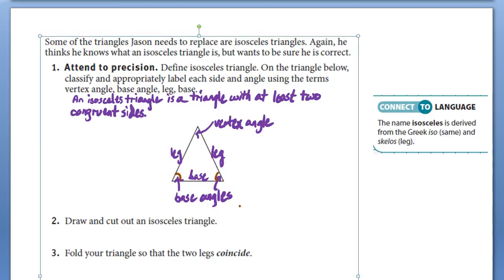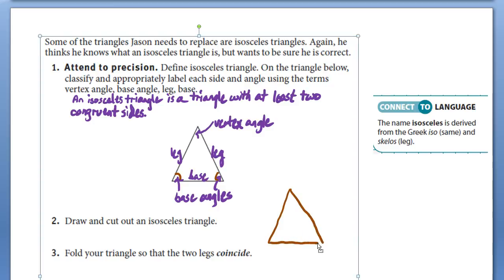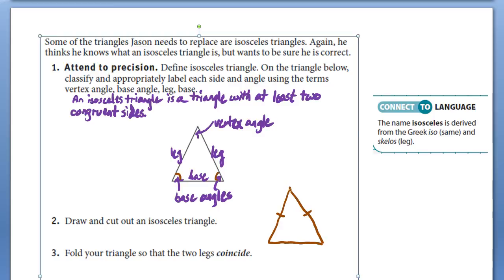Number two, draw and cut out an isosceles triangle, and then fold your triangle so the legs coincide. Let's just make believe that we did that without actually cutting one out with scissors out of paper. So if we drew an isosceles triangle, a triangle that had two sides equal, imagine cutting it out and then folding it right down there so that the right side flipped over and landed perfectly on the left side.